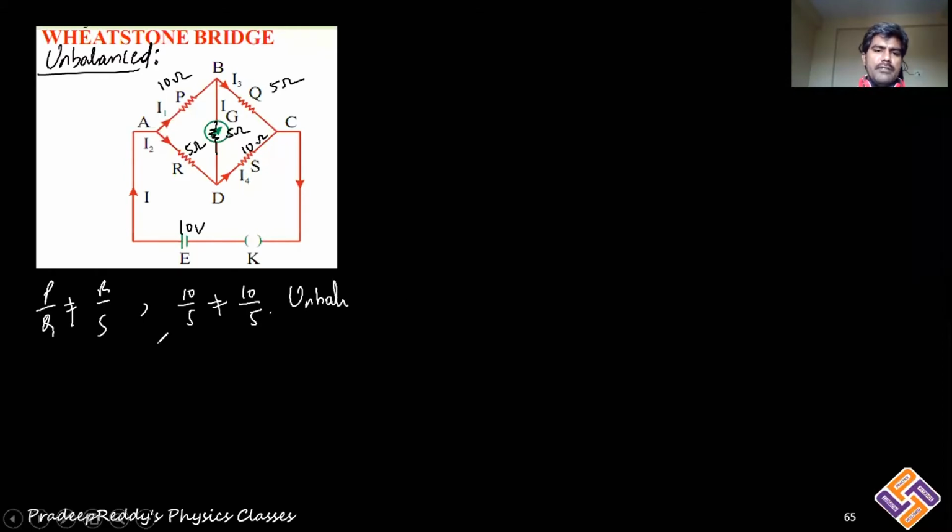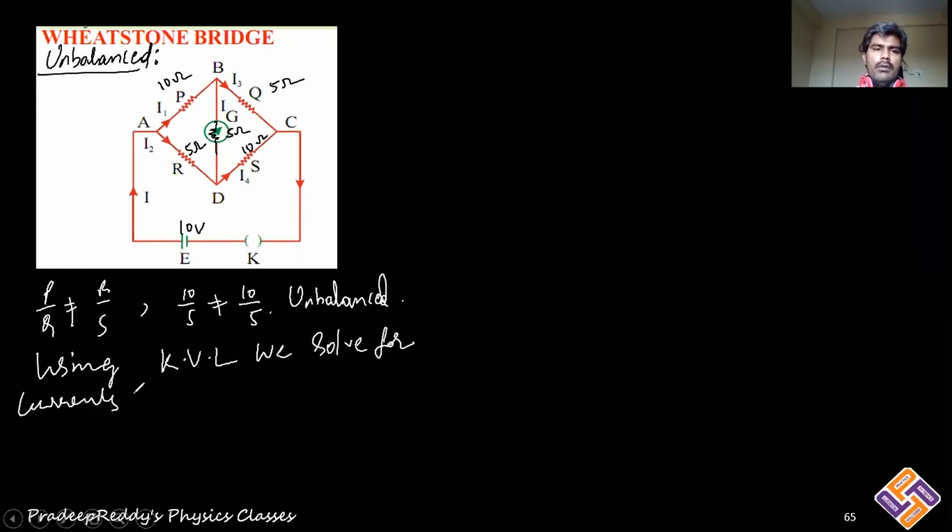The bridge is not balanced. If the bridge is not balanced, then in such cases you will be applying Kirchhoff voltage law for loops, and we solve for currents. Now let us take one loop, for loop A, B, D, A.